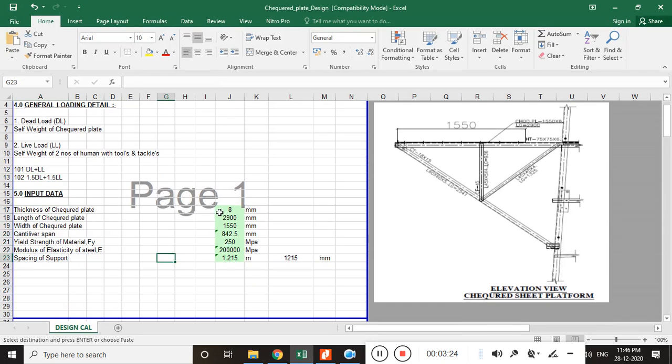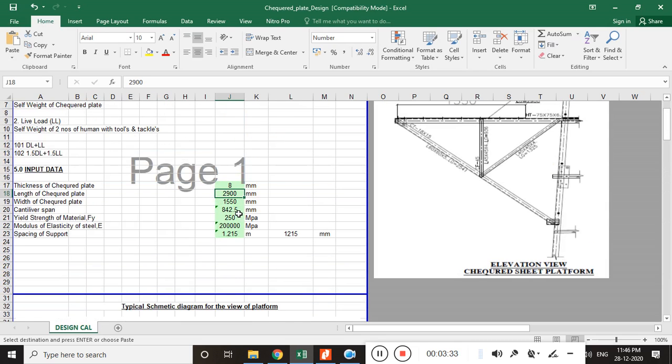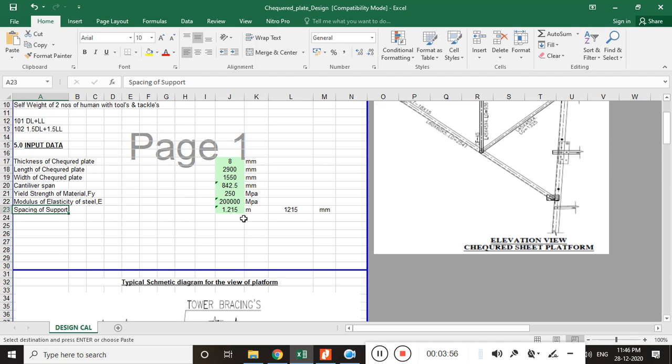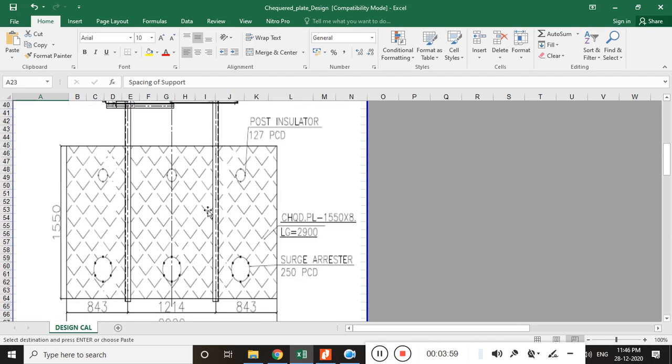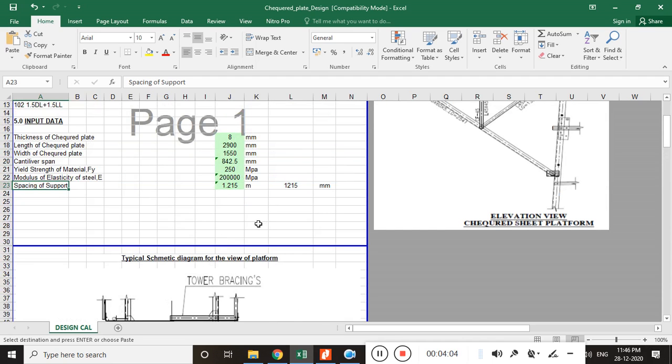And what is the input data? The input data is the thickness of checkered plate, the length and the width. This is the length and this is the width. Here the cantilever span is 842.5 mm, and the yield strength of the material is 250 MPa, which we have considered for mild steel, and the modulus of elasticity of steel is 2 into 10 raised to the power 5, which is also constant for steel. The spacing of the support is 1.215 meter, that is this length, and this is the cantilever length, 843, which is equal to this.